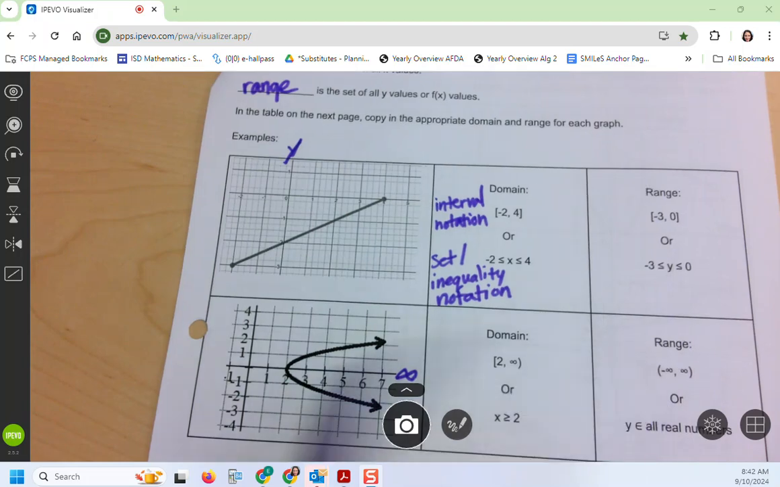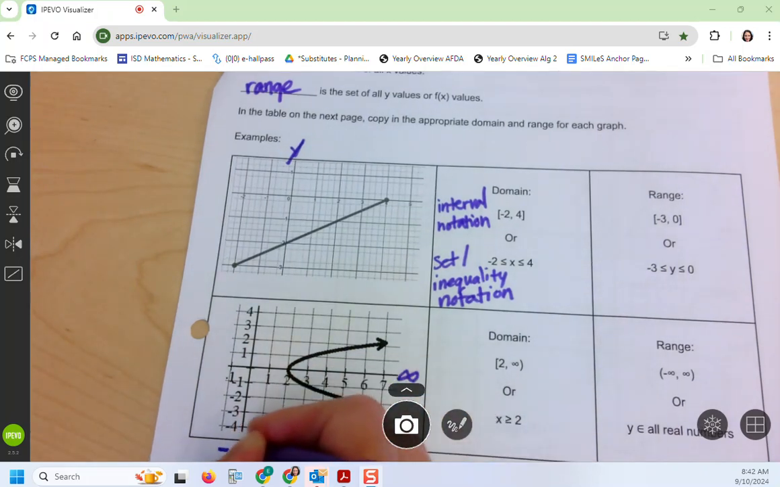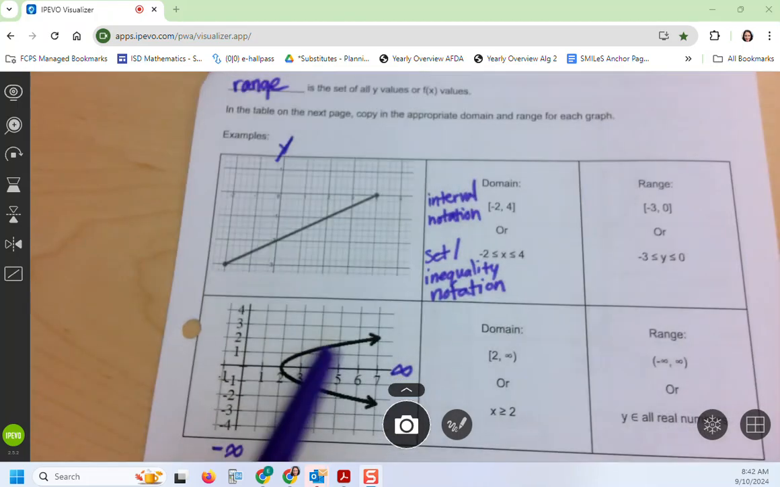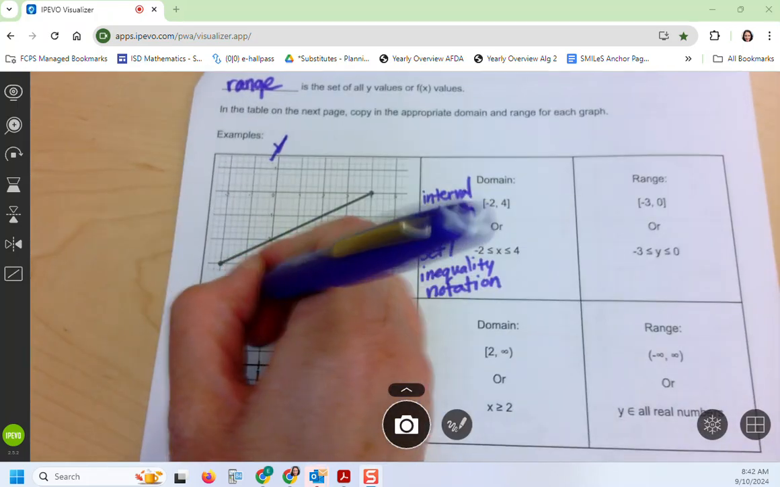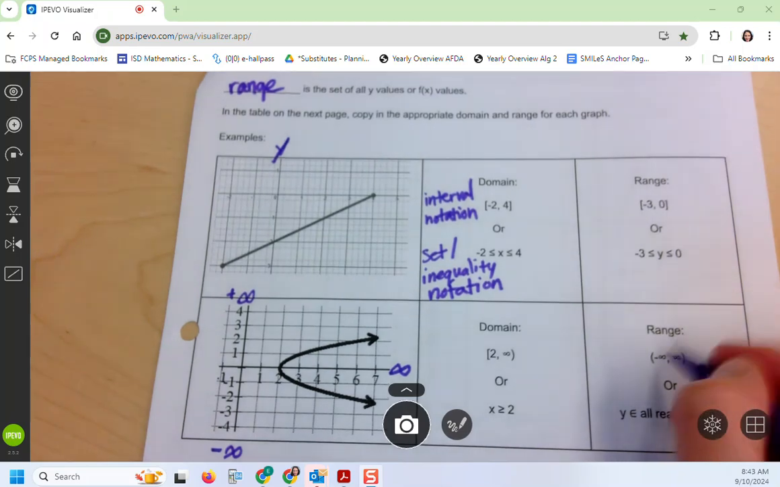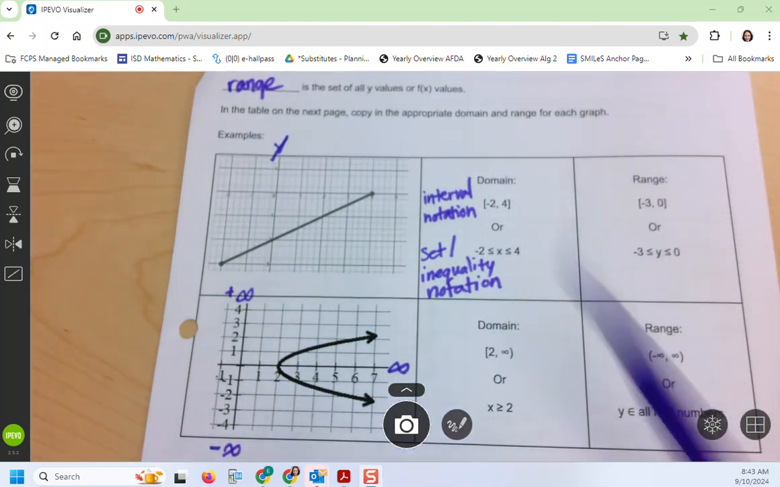Here's your range. This arrow is not only pointing to the right, it's also going down. And at the very bottom, we have -infinity. This arrow is going right, but it's also going up. And at the very top, we have +infinity. Okay, so we have -infinity to +infinity for your range.